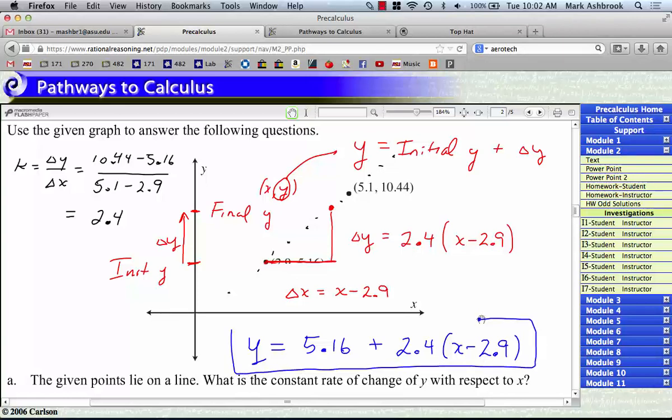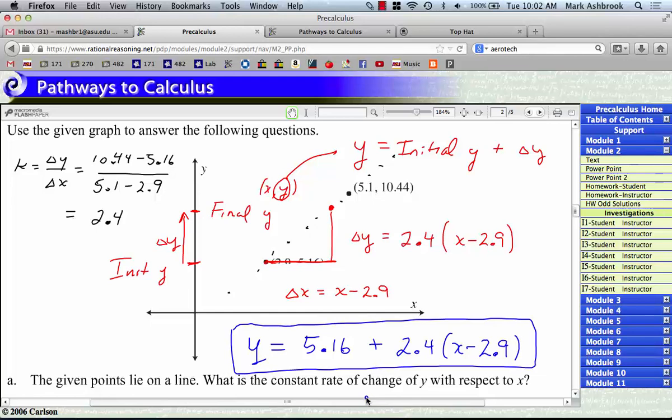2.4. That equation of that line is a very powerful thing because we know what everything means. We started at some value of y, and we changed by this much because we got a change in x. And we can get that change in y by multiplying by the constant rate. 2.4 will always give us the corresponding change in y, added to the initial y gives us the final y. And so that represents every single point on the line. Anybody have a question?